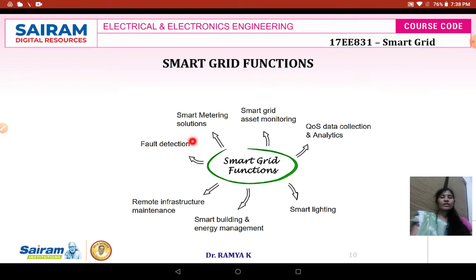Next is your fault detection. Fault detection will not only reflect the fault that is happening physically with respect to the equipment, but if anything happens with respect to power theft, or other non-linearities, that will also be detected in the smart grid, because we have all provisions to make the smart grid work in all these aspects. Next, remote infrastructure maintenance.